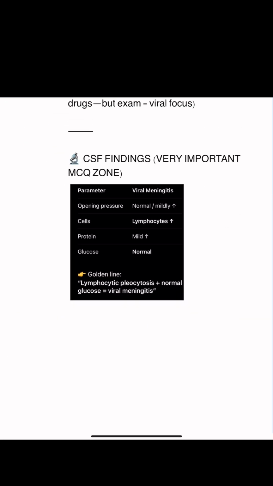Now, the CSF findings that will be seen: the opening pressure in the CSF, in the subarachnoid space, will be either normal or mildly increased. The cells in the CSF will show an increased lymphocyte count, that is pleocytosis. Proteins will be increased and glucose will be normal. Whenever we see a lymphocytic pleocytosis with normal glucose concentration, it will be viral meningitis.